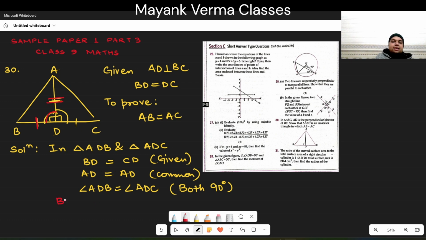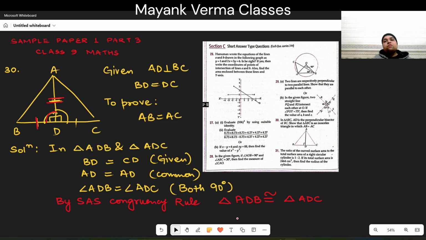So by SAS congruency rule, I can say that triangle ADB is congruent to triangle ADC. And by CPCT, what is it? It is corresponding parts of congruent triangles. So I can say that AB is equal to AC. CPCT. Hence proved, we are able to prove that this ABC is an isosceles triangle because this side is equal to this side. Got it? Okay. Let me erase this.